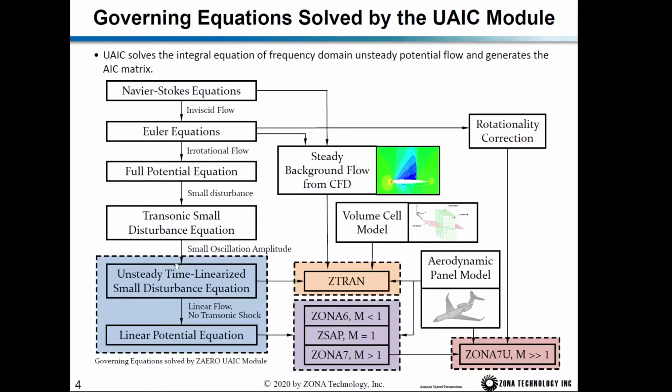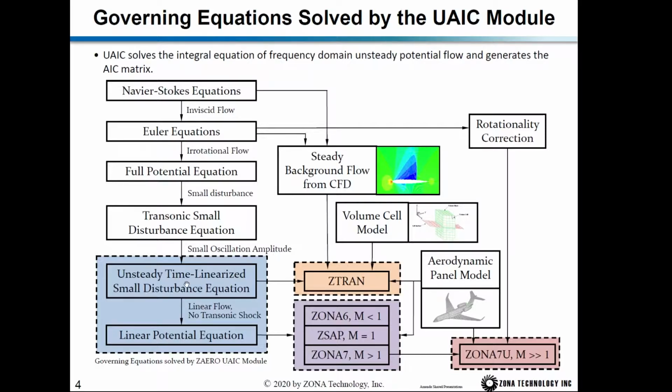If we further assume the structure oscillation amplitude to be small, we can reduce the transonic small disturbance equation to the unsteady time linearized small disturbance equation. This equation is a linearized equation, but with varying coefficients. Those varying coefficients are the steady flow variables.